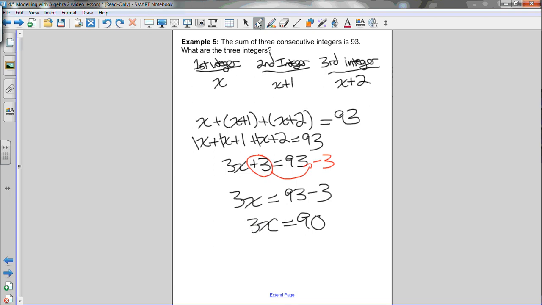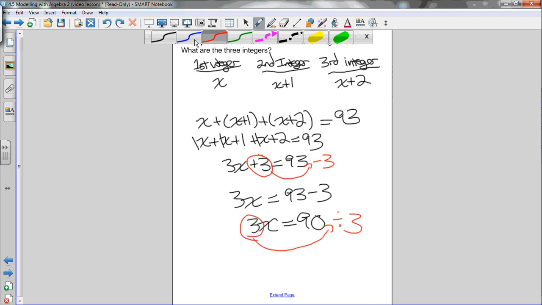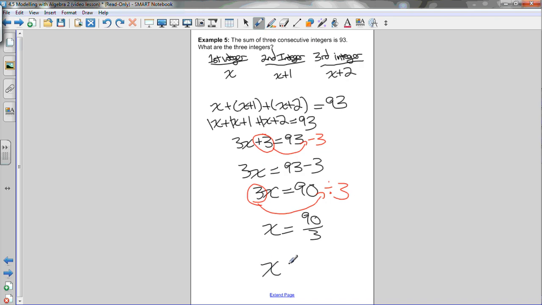To bring this 3 to the other side, I must do the opposite of multiplying by 3. On the left, I'm doing 3 times x. So to bring it to the right, I must then do the opposite of multiplying by 3, and that's dividing by 3. So I have x equals 90 divided by 3. So x equals 30.